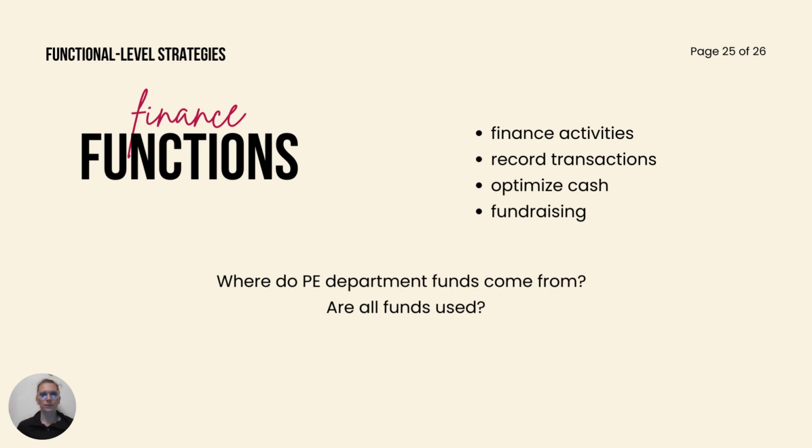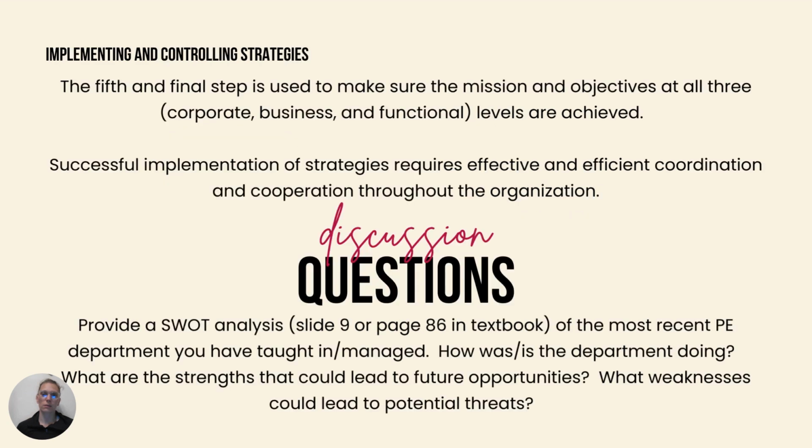Finance functions. Finance activities record transactions, optimize cash, and fundraising. So if you're an athletic director, you probably need to be aware of your budget and how you're allocating and using it, because you're probably going to have to record your transactions and give a reason why. Where do PE department funds come from? School board. Are all funds used? I don't know. Are they? And if they're not, where did they go?